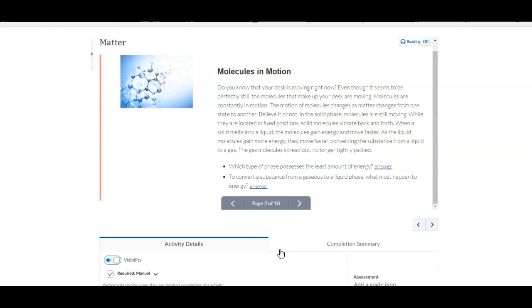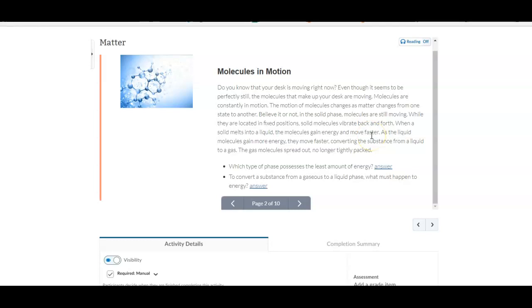So this may be something you want to put over on your notes side, and I think that a drawing is really helpful here. So you could draw something like a beaker with some molecules in it, molecules tightly packed together. That would be a solid, and we know that they're still moving, but they're in a fixed position and they just kind of vibrate back and forth. So when a solid melts into a liquid, so think of your ice cube melting into water, the molecules gain energy and they move faster.